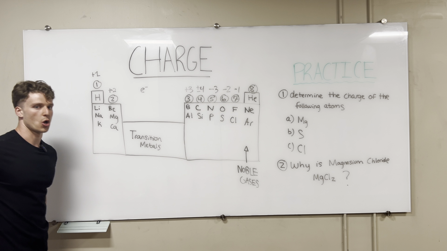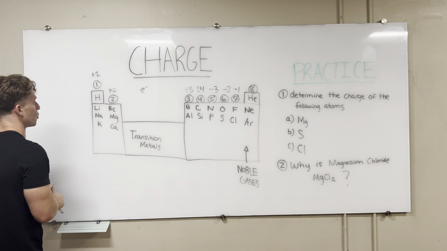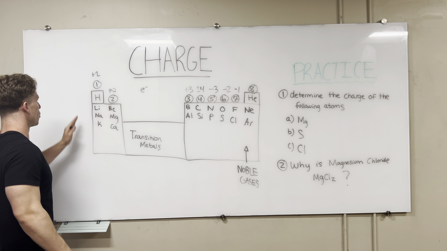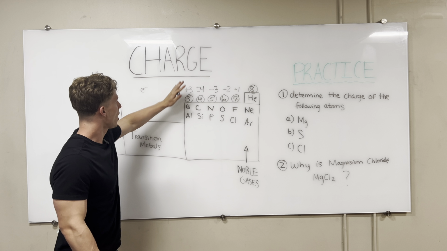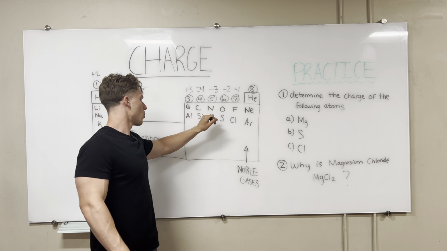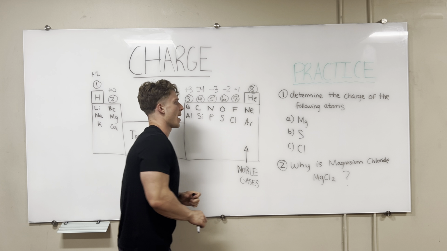There will be more videos on electron configurations, but just as a rule of thumb, you can use this rule: +1, +2. We skip over the transition metals. They're a little bit more complicated. +3, plus or -4, right? And then -3, -2, -1. And the noble gases, right? They're happy the way they are.